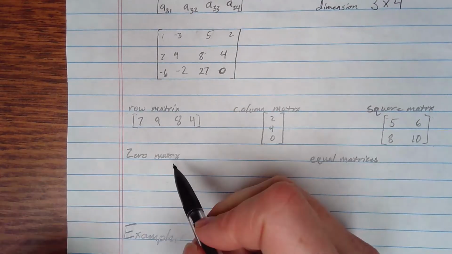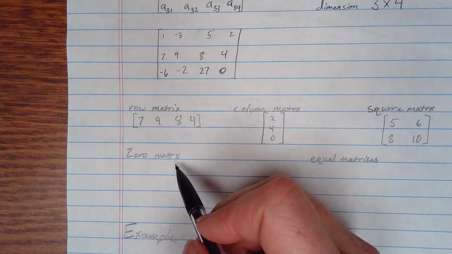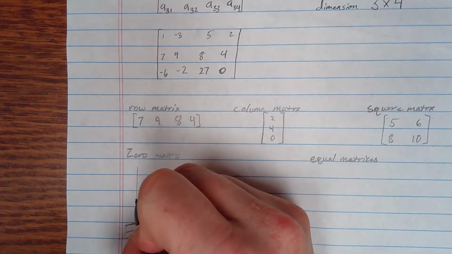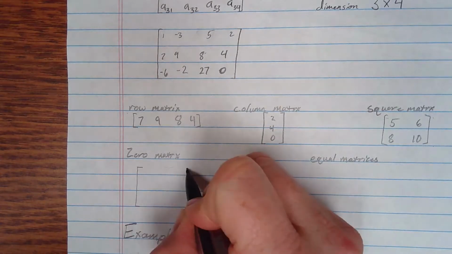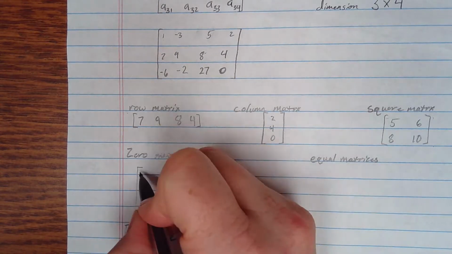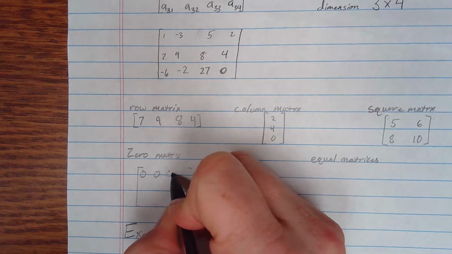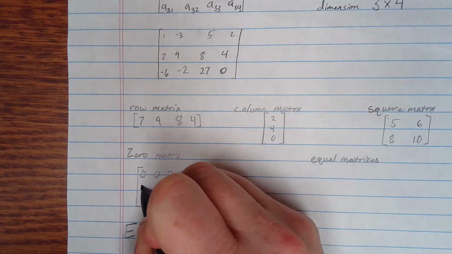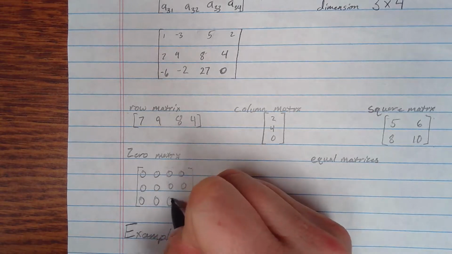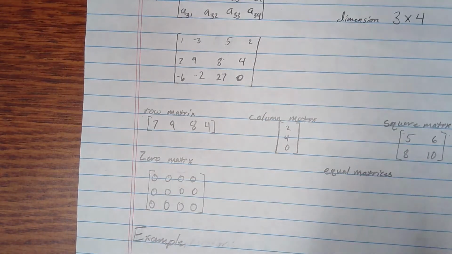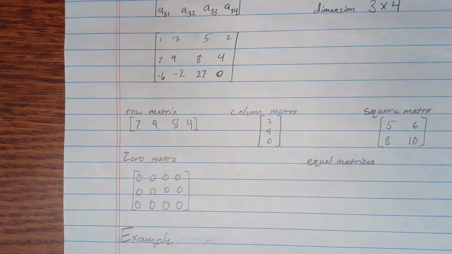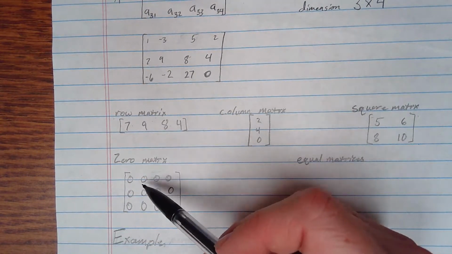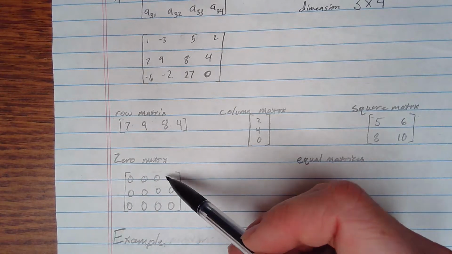A 0 matrix is whatever dimension you want it to, but every single term is 0. So I could have it like this, and we can go 1, 2, 3, 4, 1, 2, 3, 4, 1, 2, 3, 4. That's a 0 matrix. Every single element, every position is 0. Each one of these is called an element, and here every element is 0.